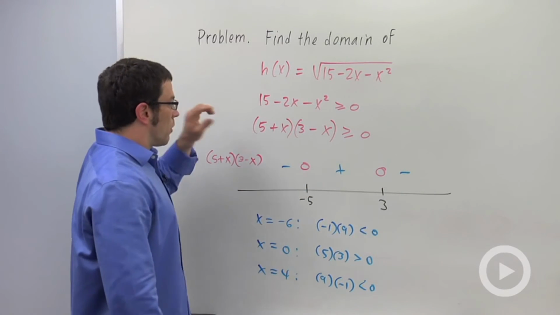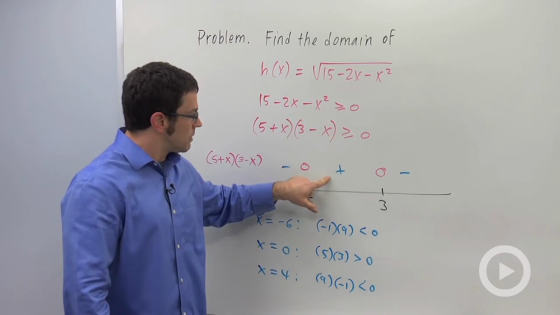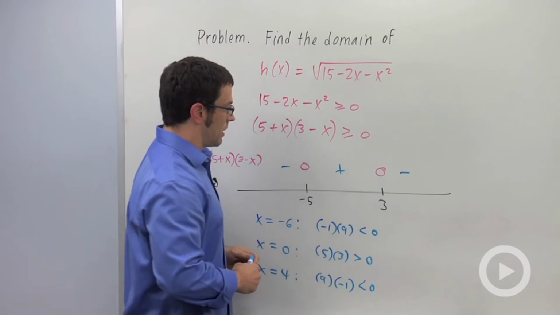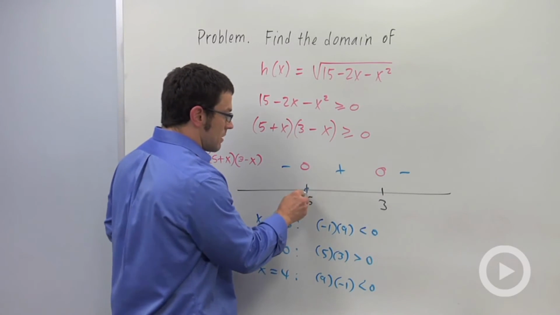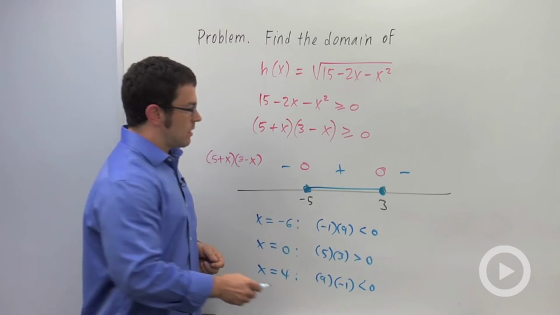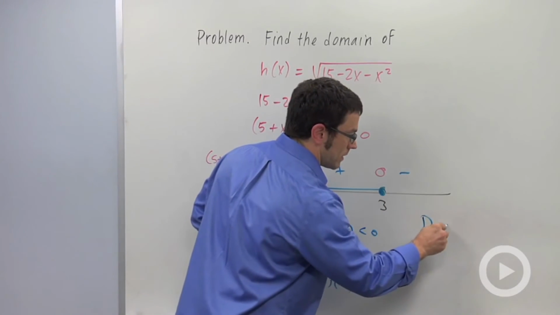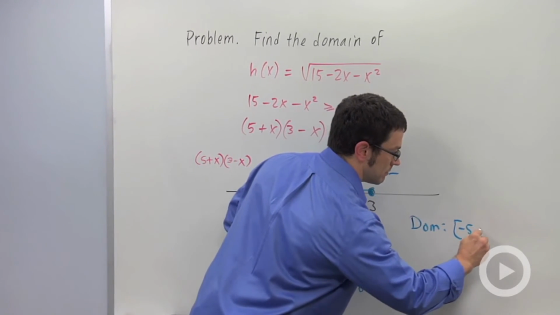Now what were we looking for? We wanted this quantity to be greater than or equal to 0. It's greater than 0 between negative 5 and 3, and it's equal to 0 at negative 5 and at 3. So this is the interval that we're looking for. That's our domain. So the domain is the interval from negative 5 to 3.